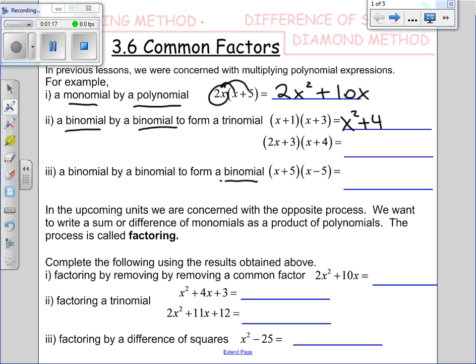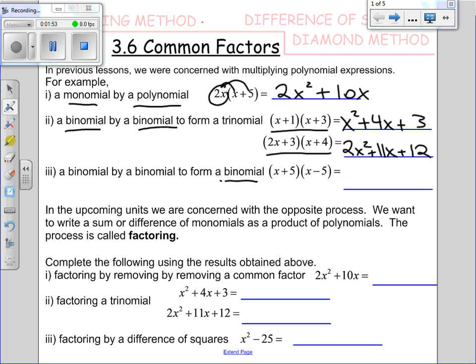So your answer should be this when you use FOIL. The next one, if you use FOIL, should be that. Some of you actually were using the area diagrams, and some of you were even drawing out the tiles. Whatever way you did to multiply these things is beautiful. It's working.